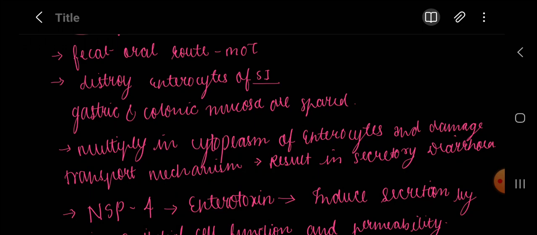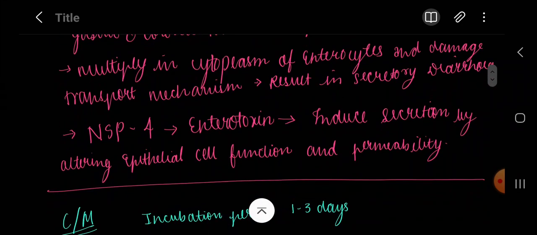Then in the enterocytes of the small intestine, they multiply in the cytoplasm and damage the transport mechanism, because of which there is a secretory diarrhea. The NSP4, that is the non-structural protein 4, acts as an enterotoxin, and it induces secretion by altering the epithelial cell function and permeability, and it results in secretory diarrhea. So NSP4 is the enterotoxin mainly responsible for the pathogenesis.